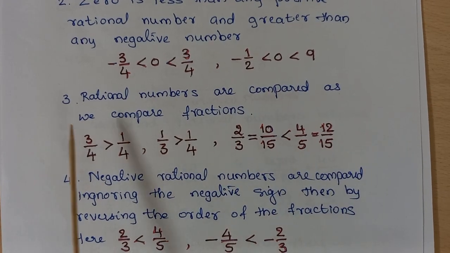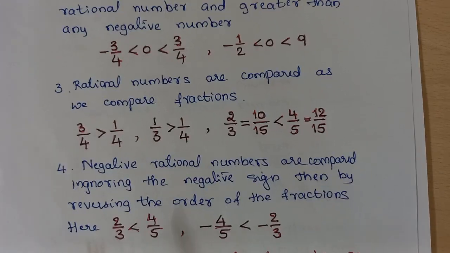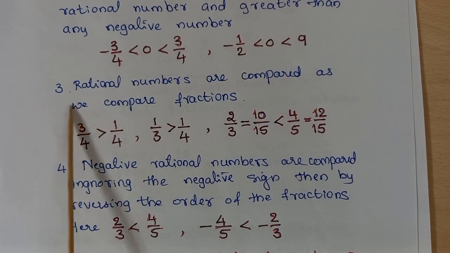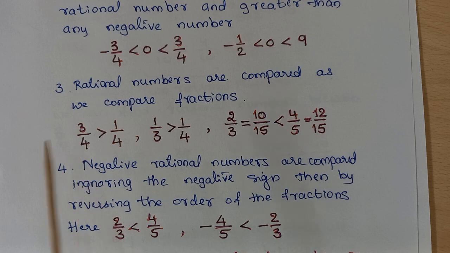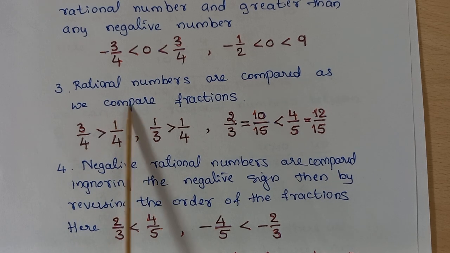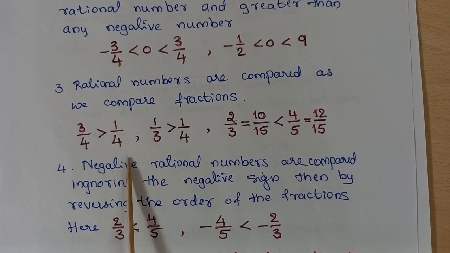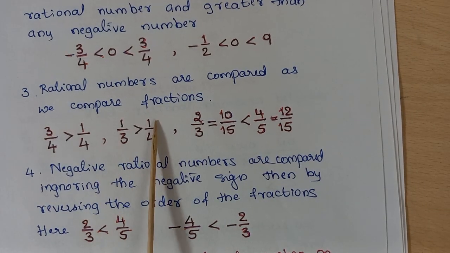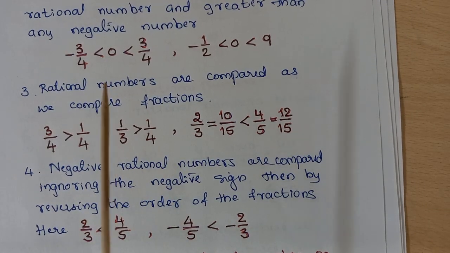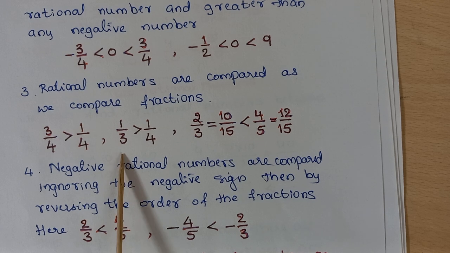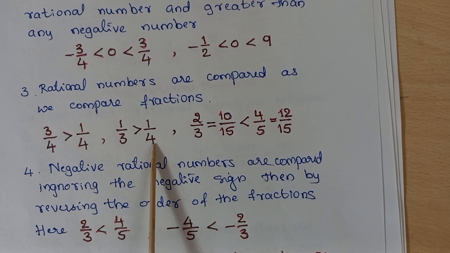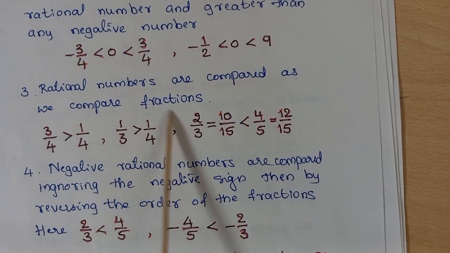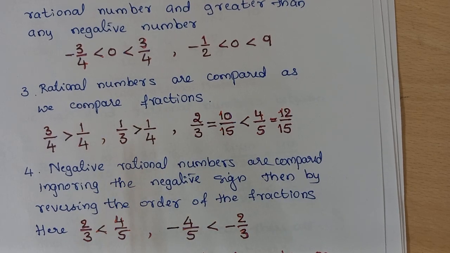Rational numbers are compared as we compare fractions. If the denominators are same, greater the numerator, greater the rational number. Smaller the numerator, smaller the rational number. And if the numerators are same, then greater the denominator, smaller the fraction. Here 4 is greater than 3, but 1 by 4 is smaller than 1 by 3.